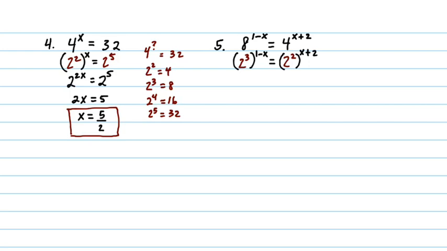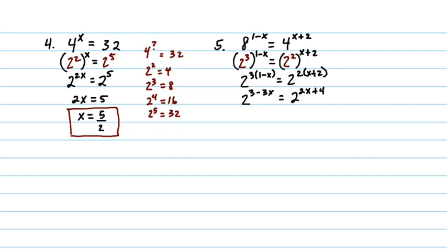So now we have a power to a power. In a case like that, we multiply the two numbers. Now be careful, we're multiplying 3 times 1 minus x. So we have to put the 1 minus x in parentheses and distribute the 3. So let's go ahead and do that step. We do have to distribute here. We get 2 to the 3 minus 3x power is equal to 2 to the 2x plus 4 power. Again, we're just distributing there.